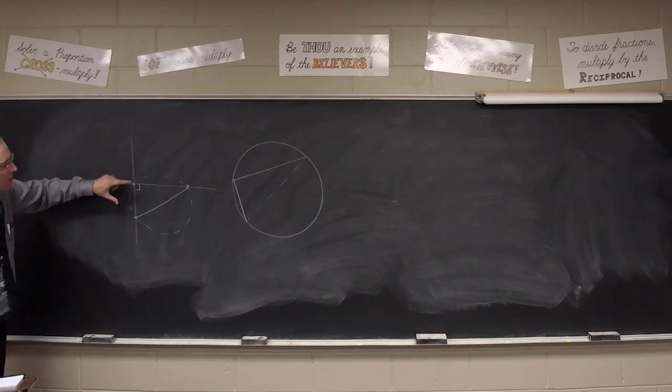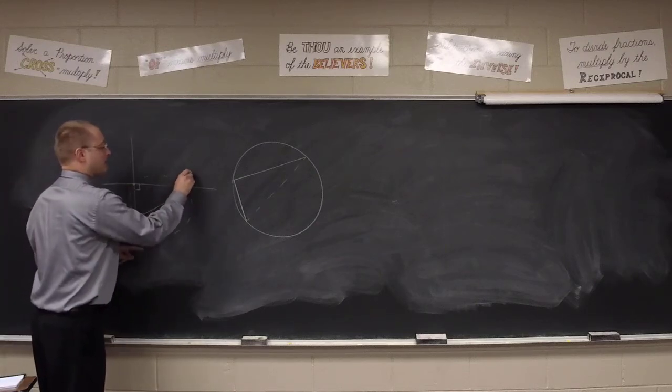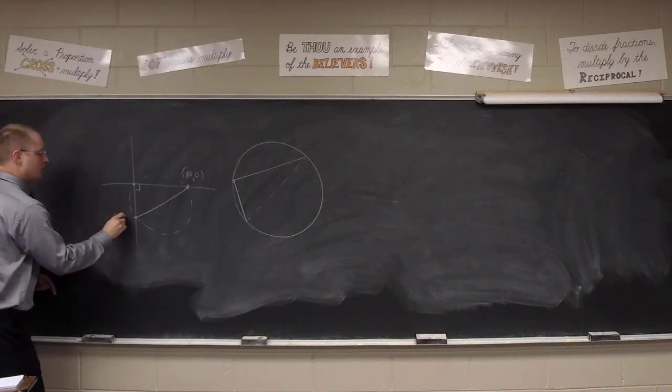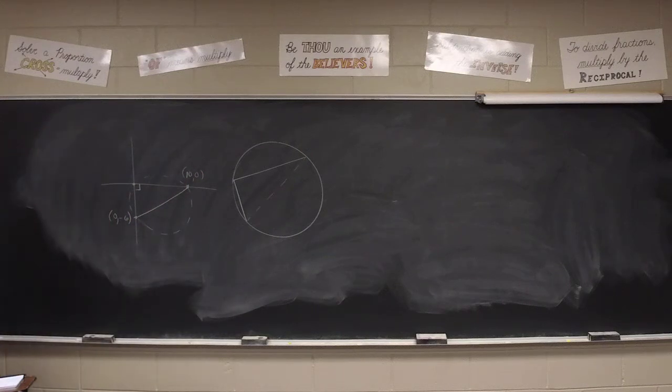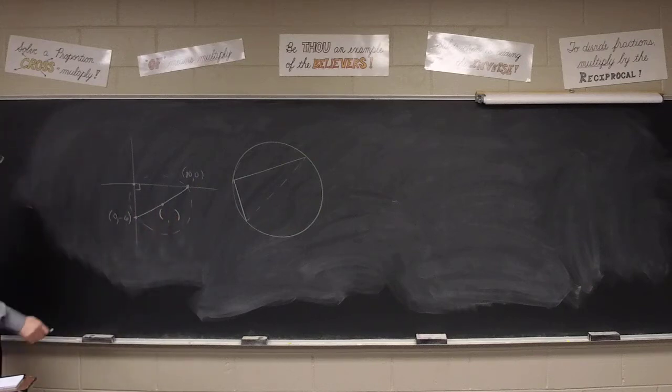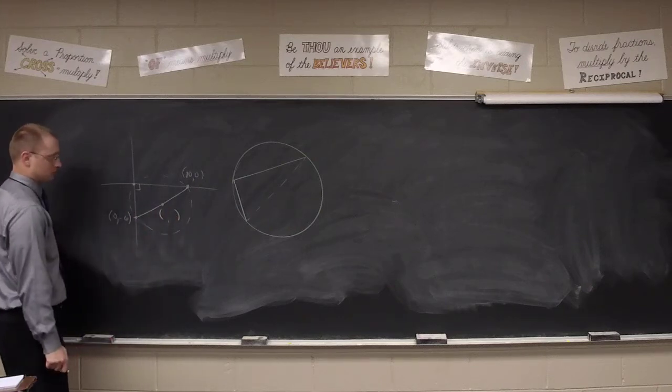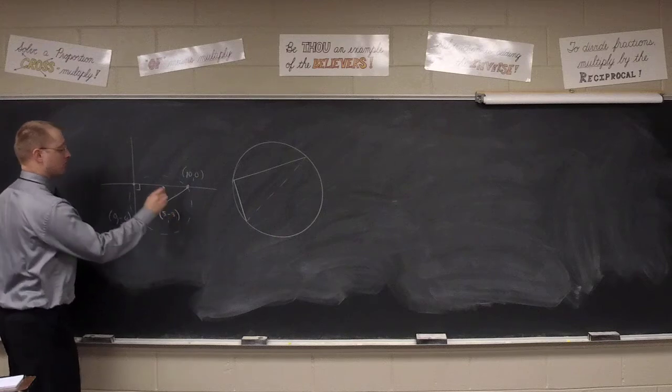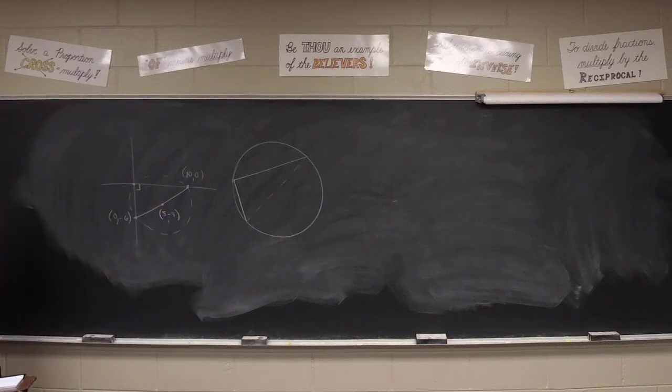Okay, so if this is a diameter from (10, 0) to (0, negative 6), I can use that information to find the equation of the circle. You would need to find a midpoint to get the center. That would be (5, negative 3). And then you would need to find the radius.